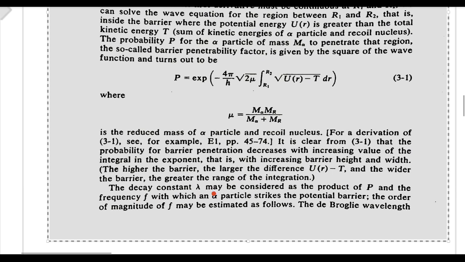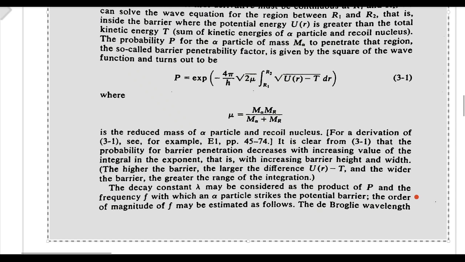The decay constant lambda may be considered as the product of P and the frequency f with which an alpha particle strikes the potential barrier. The order of magnitude of f may be estimated as follows.